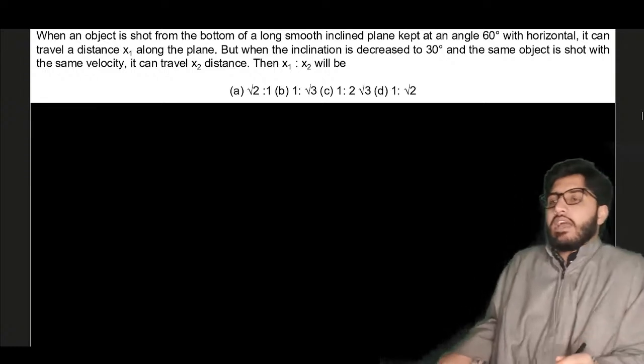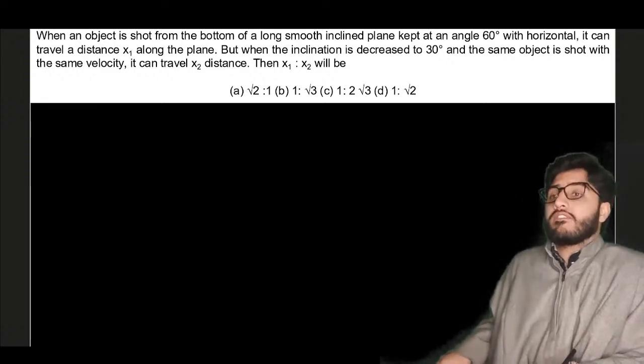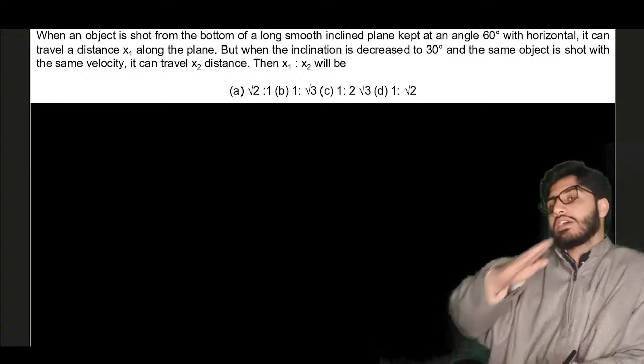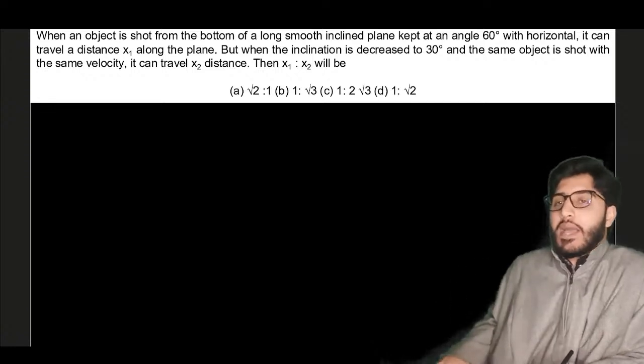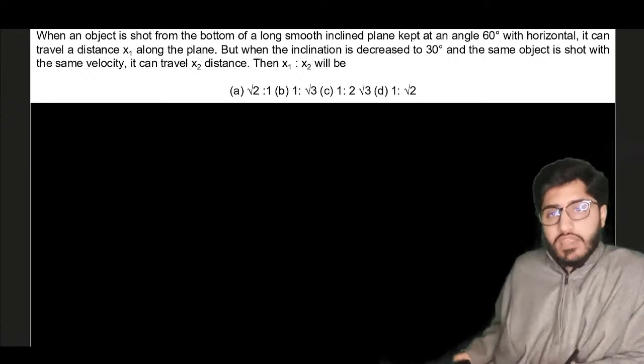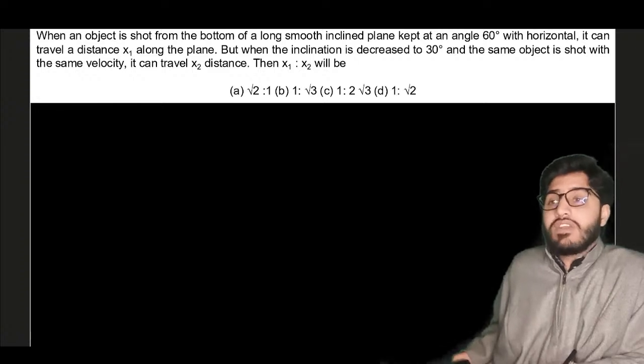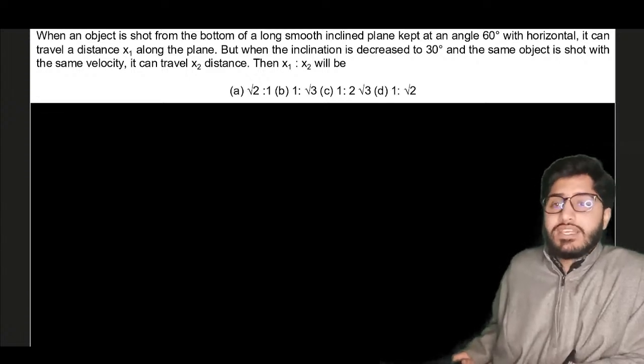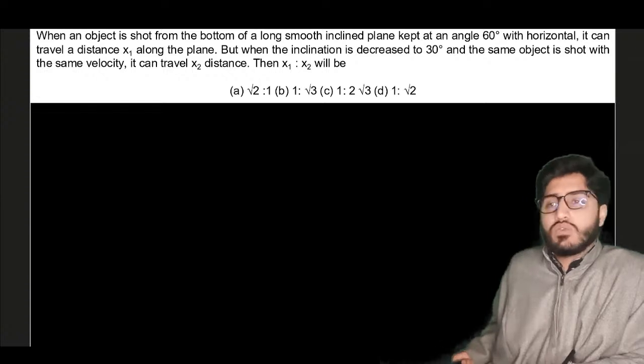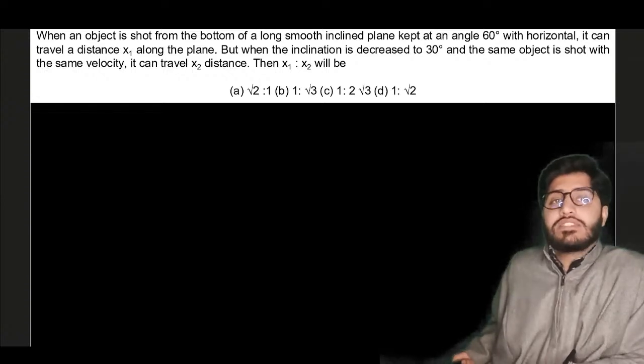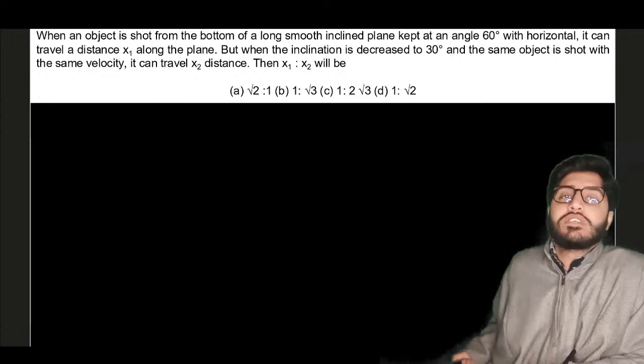Okay. When an object is shot from the bottom of a long inclined plane, kept at an angle 60 degrees with the horizontal, it can travel a distance x1. It is distance, not a range. But when the inclination is decreased to 30 degree and the same object is shot with the same velocity, it can travel x2. The distance x1 is to x2 is. So we have to take the ratio of these two distances.